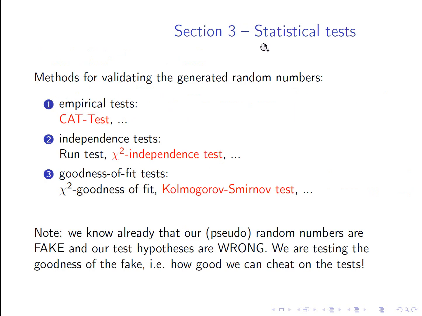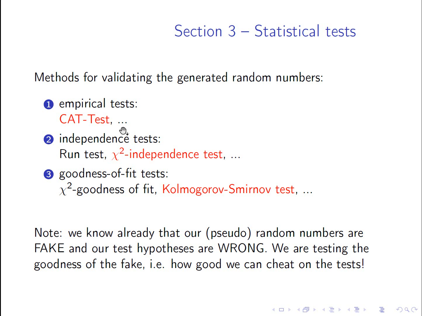Okay, now let's start with the last section of today's lecture, statistical tests. So here we go back to the beginning of our lecture, lecture 2, long before Corona times. Statistical tests are methods for validating the quality of our pseudo-random numbers. And we have already seen an empirical test, namely the CAT test. This was used to check whether our pseudo-random numbers are imitating nicely the uniform distribution on 0, 1.